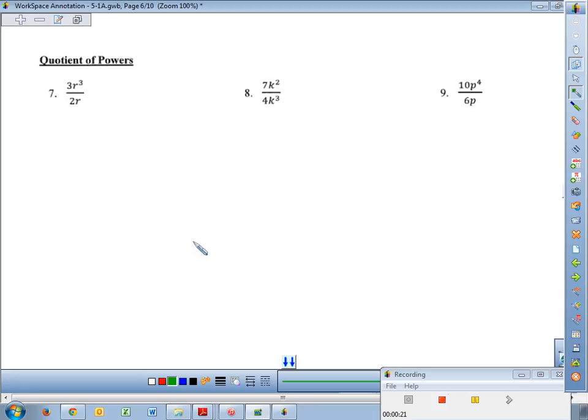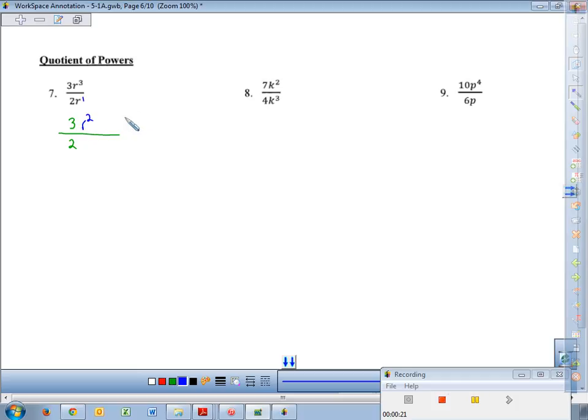Coefficients, though, cause us a problem. You have to just realize you need to reduce your coefficients as a fraction. This fraction right here is 3 over 2, which cannot reduce, so coefficients just come on down for the ride. You've got some r's upstairs, you've got some r's downstairs. There's 3 r's upstairs and 1 r downstairs. Where are there more? Well, there's more upstairs, and are there 2 more upstairs than there are downstairs?